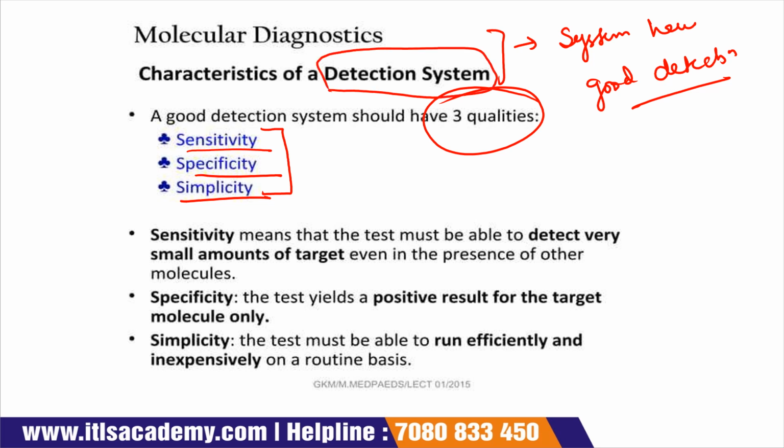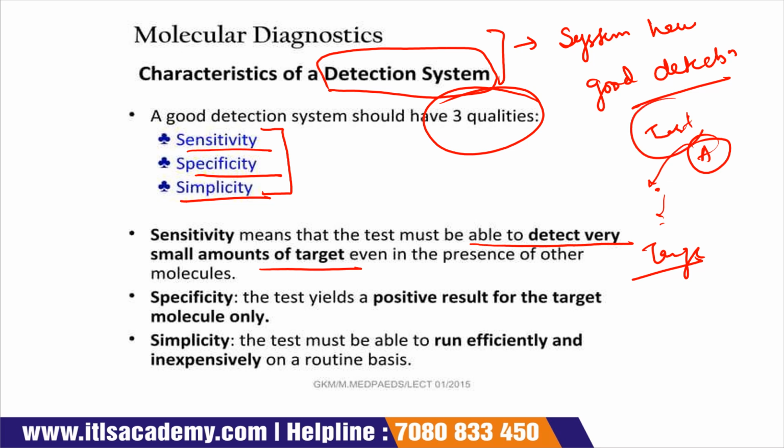Now sensitivity means that the test must be able to detect a very small amount of target. Suppose this is your target, which is very small, and this is your test. If the test is able to detect this target, then it is considered sensitive.